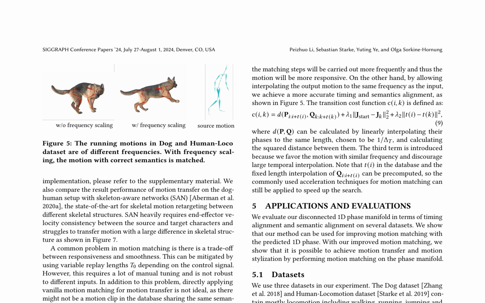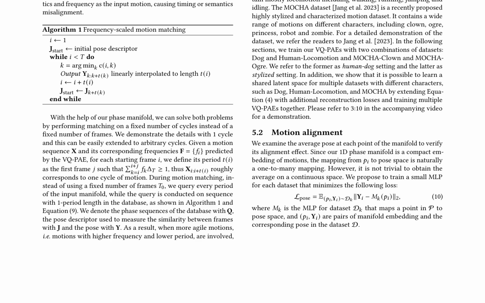The transition cost function C(I)(k) is defined in equation 9, which considers the similarity between frames, pose descriptors, and frequency differences. Additionally, the authors introduce a third term to favor motions with similar frequencies and discourage large temporal interpolation.